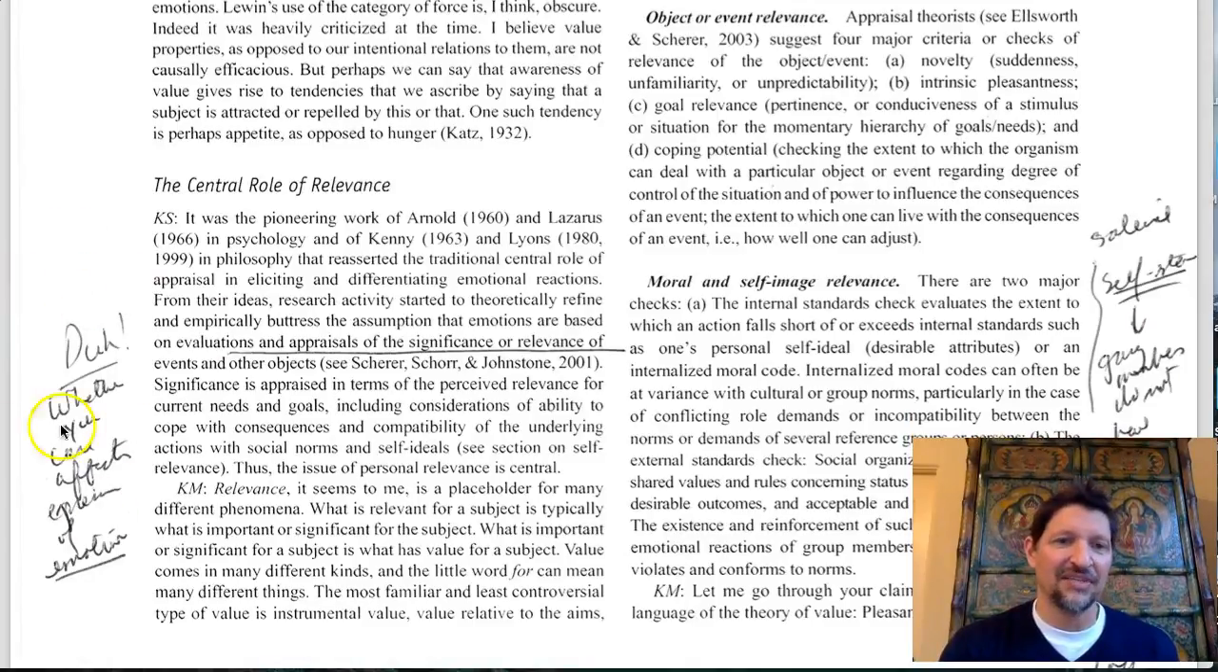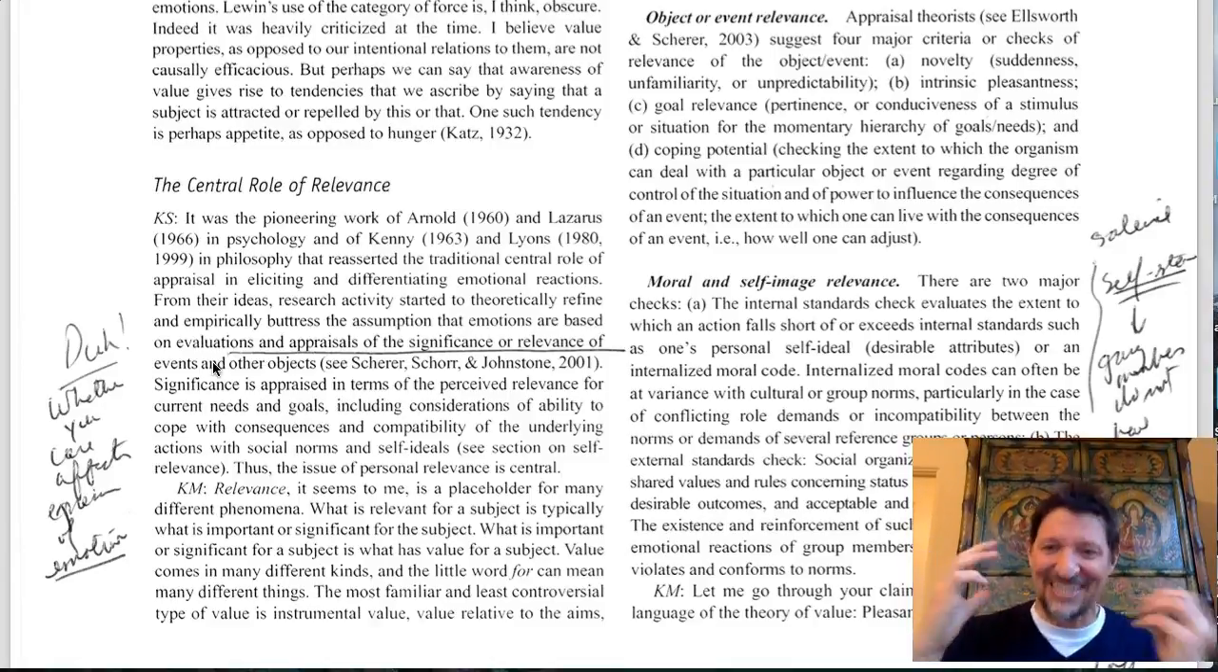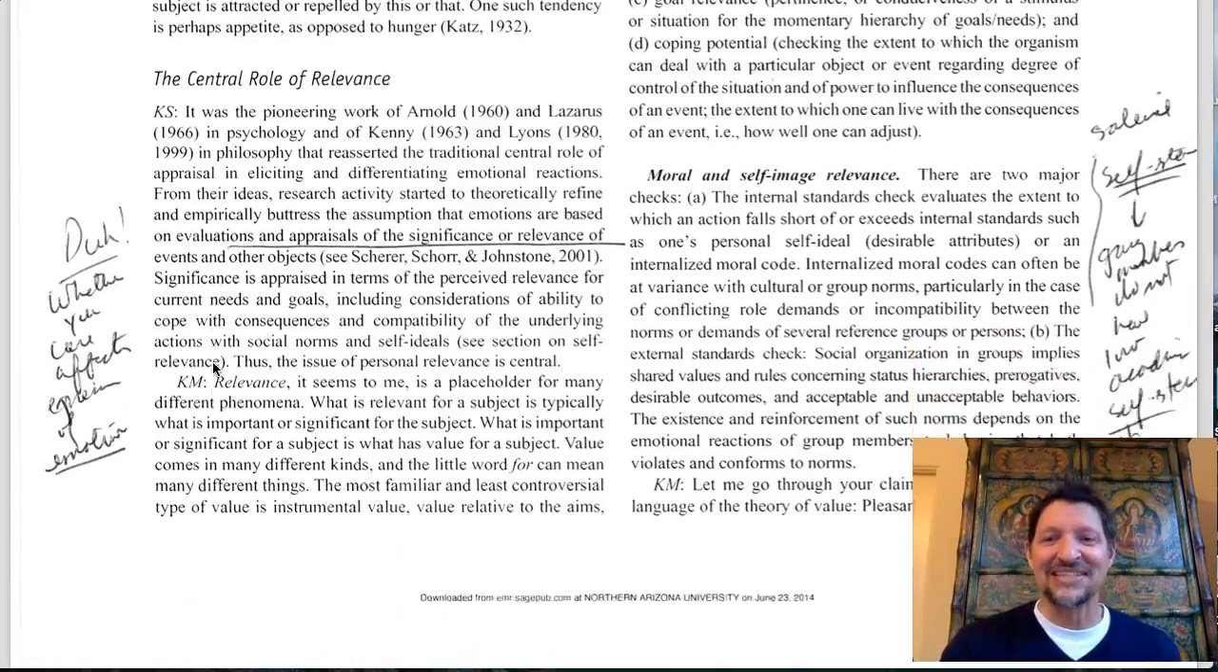I use "duh" here because sometimes academic papers will state the obvious, okay? Like emotions are based on evaluations and appraisals of the significance or relevance of something. It's like, no kidding. We don't have emotions about those things we don't care about. Oh, thank you for that blazingly precise insight I never would have had had I not read this paper. In my research, it's called salience.